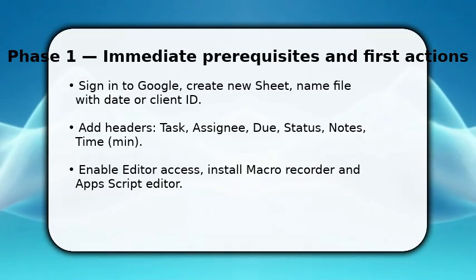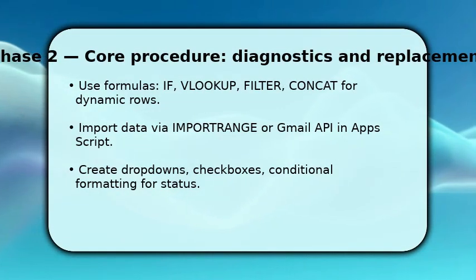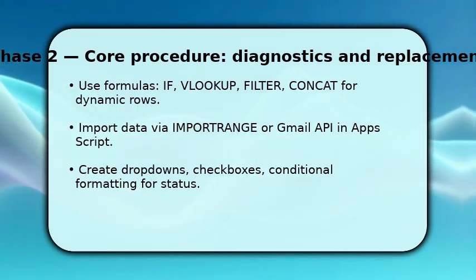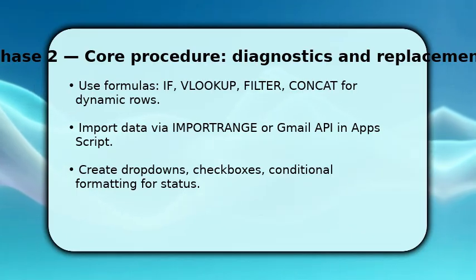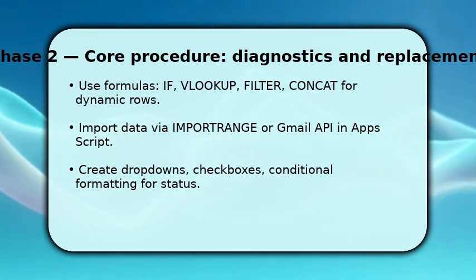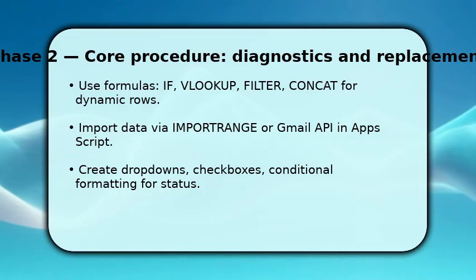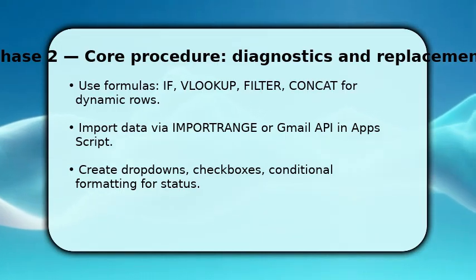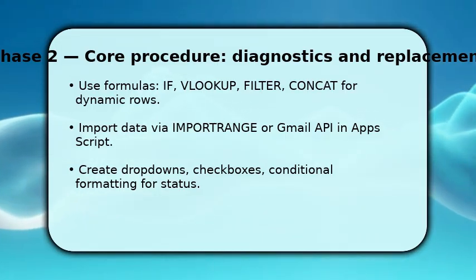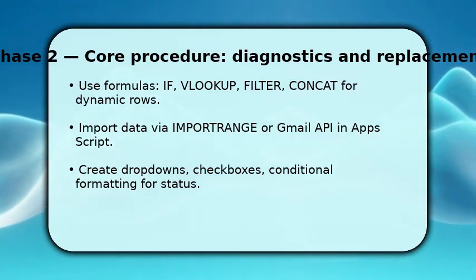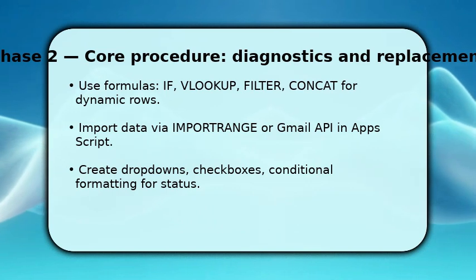Now you build the processes that do the work. Populate dynamic lists with if, VLOOKUP, filter, and concat, then use import range to pull external task lists. Next, open app script to write simple functions that send emails or move completed rows. Attach time-driven triggers to run hourly or daily. Create drop-downs and checkboxes for status and assignee, and apply conditional formatting so high-priority items stand out. These steps make the sheet execute routine decisions without manual babysitting.